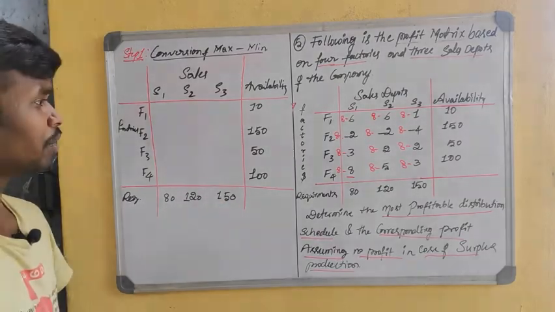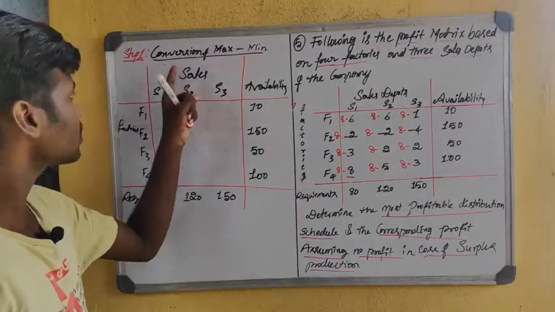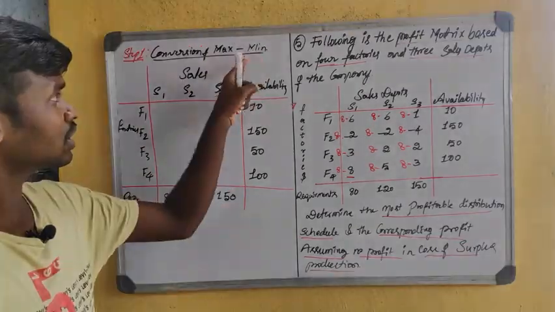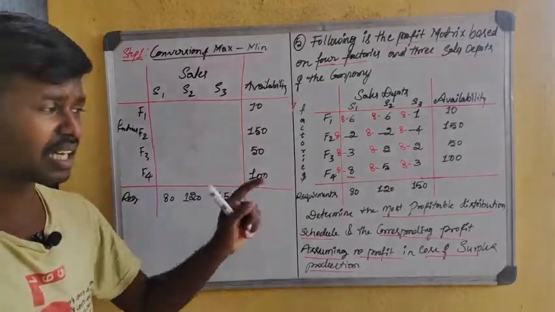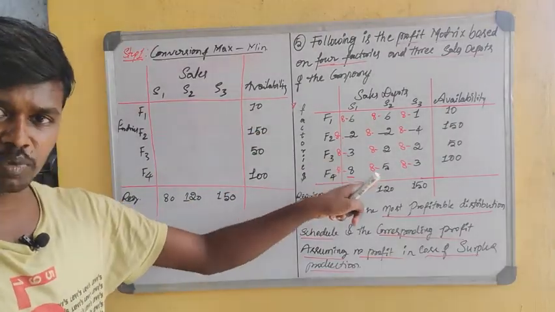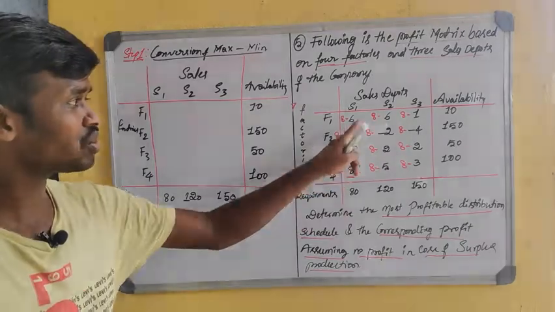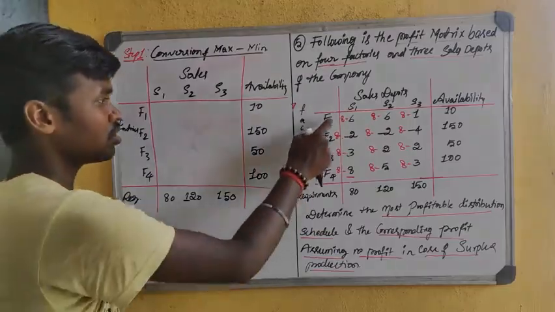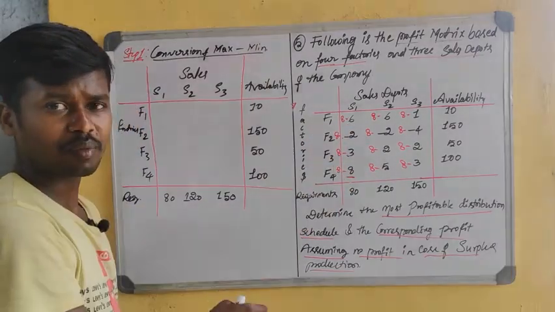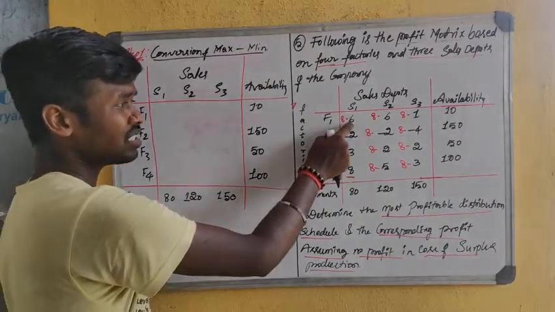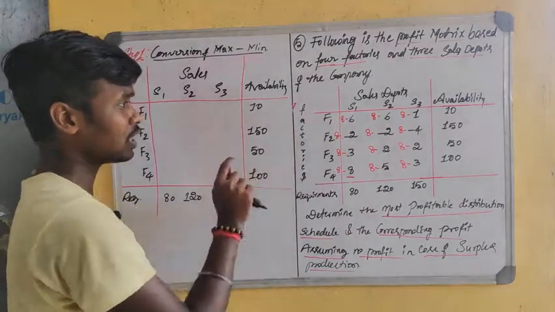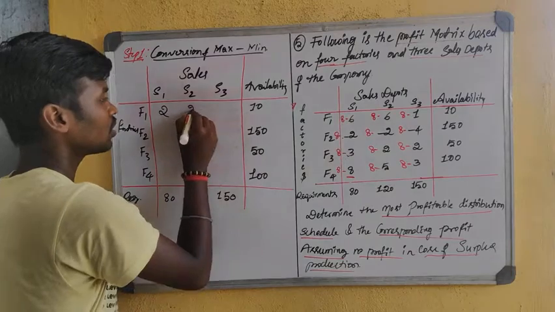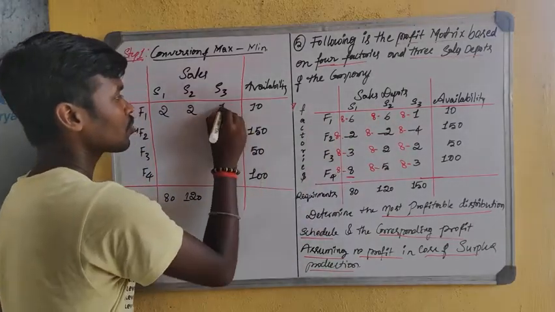So the first step, if they have given a maximization problem, is to convert that maximization problem into a minimization problem. How do we convert it? By selecting the highest number in the given transportation problem and subtracting each number in the problem from the highest number. This is the highest number, therefore we are subtracting from 8. Now see, 8 minus 6, 2, 8 minus 6, 2, 8 minus 1, 7.